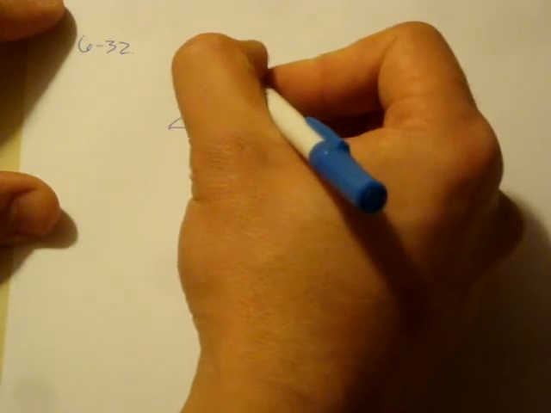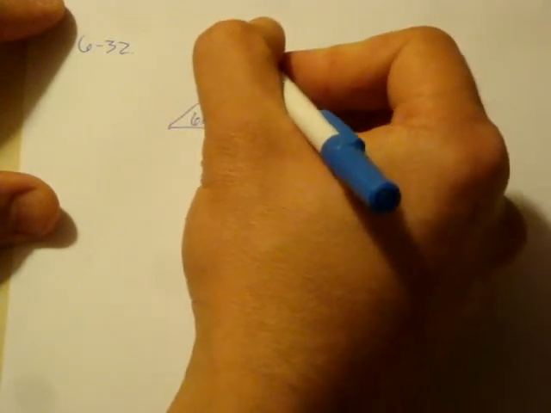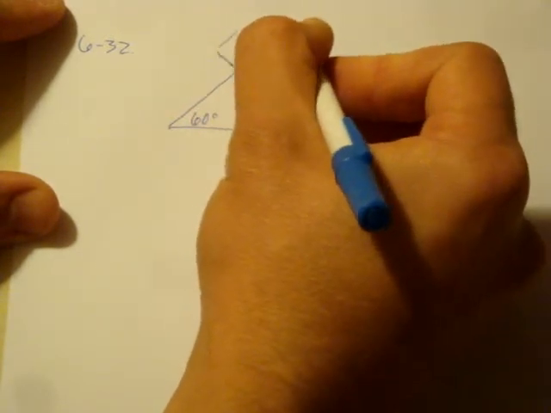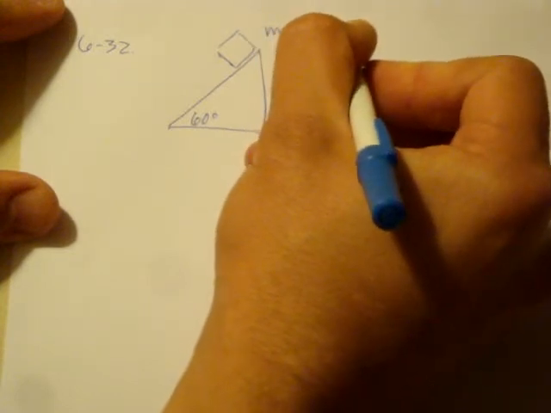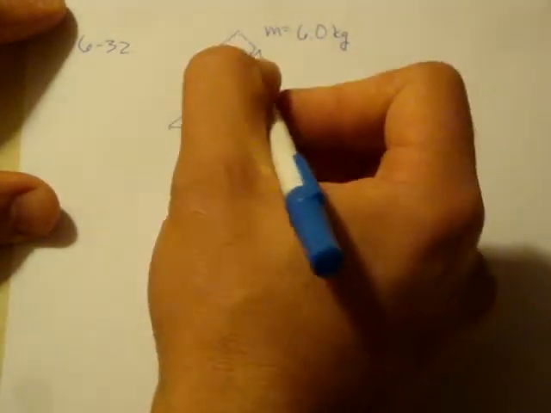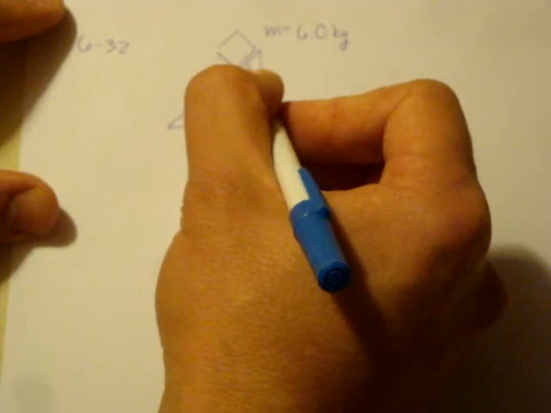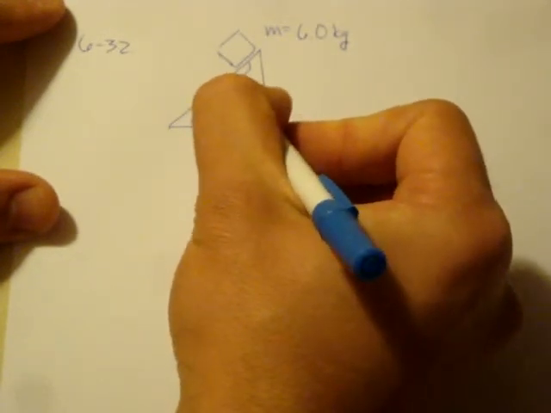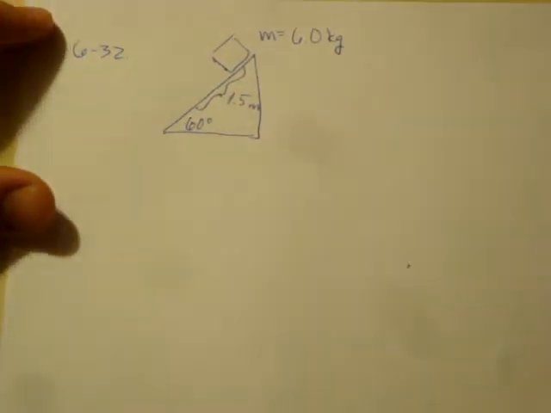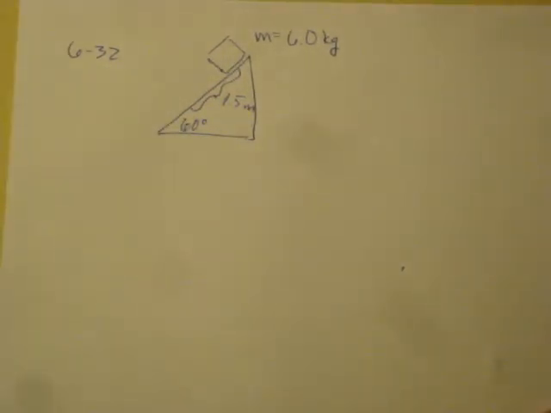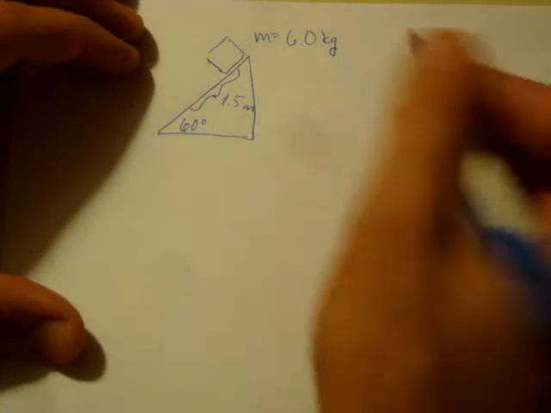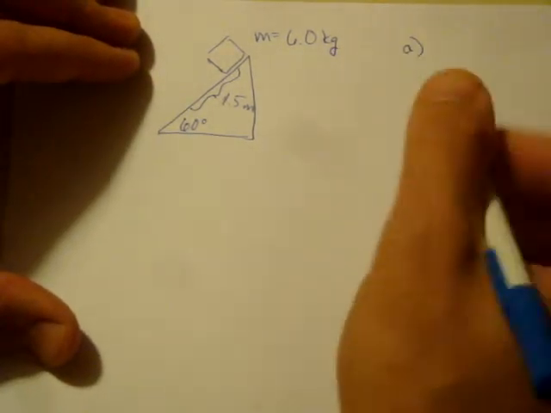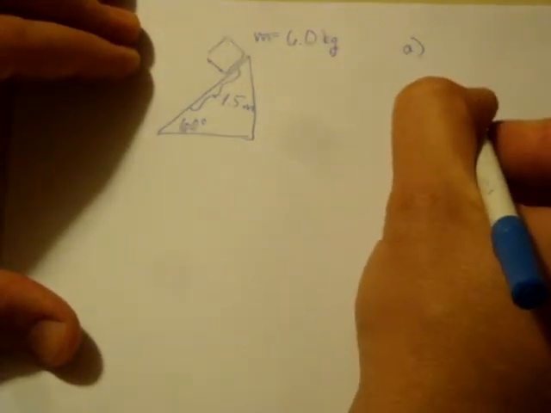And it has a block here that has a mass of 6.0 kilograms, and it's going to be sliding some distance down this ramp of 1.5 meters. Hope those are all clear on the picture. The first question asks us to draw a free body diagram. No problem. So we draw our particle here.